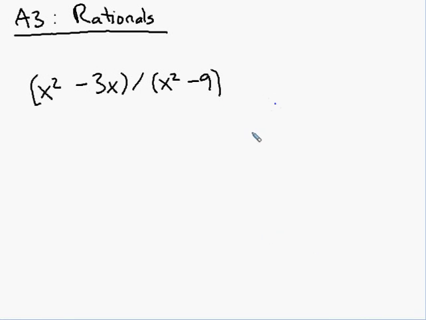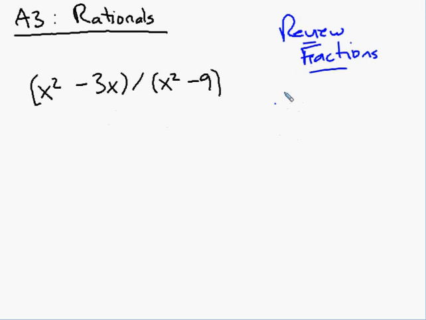Alright, for the final appendix lesson for your summer homework, at least for this half of the summer homework, we are going to do rationals. Those have to do with fractions. We'll be starting with this example, but before we get there, let's review how to do fractions. If you can understand how to do regular fractions, regular numbers, then this will be a lot easier.